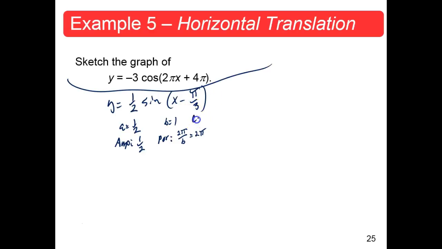And then finally, what's your C? Pi thirds. It's whatever follows the x minus whatever. If that had been a plus, it would have been a minus pi thirds. Remember, whatever's dealing with x is backwards. So that's pi thirds. What were you supposed to do with the period once you got the period? Divide it by 4. So 2 pi divided by 4 is pi halves.